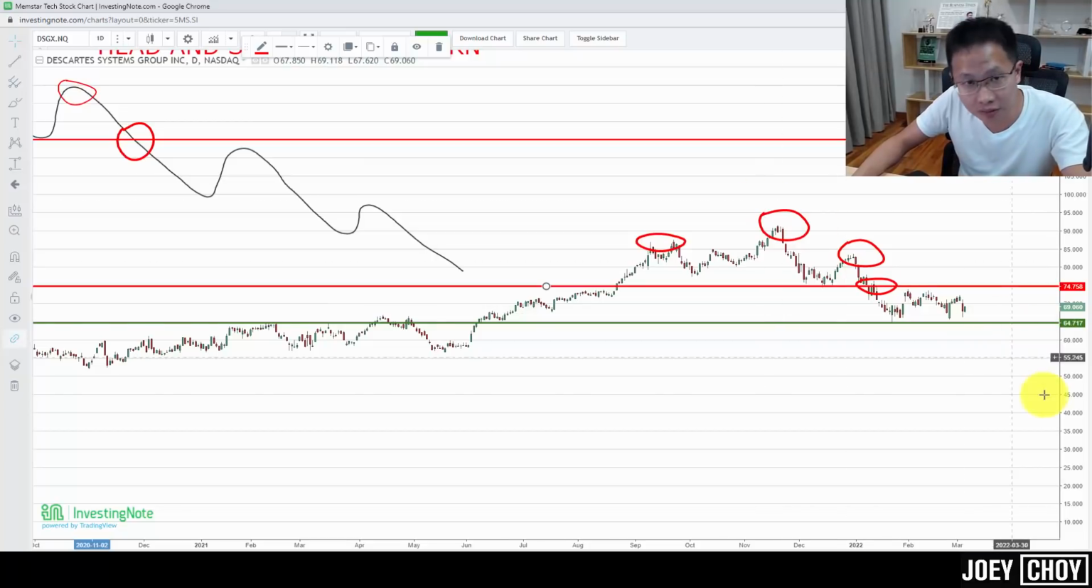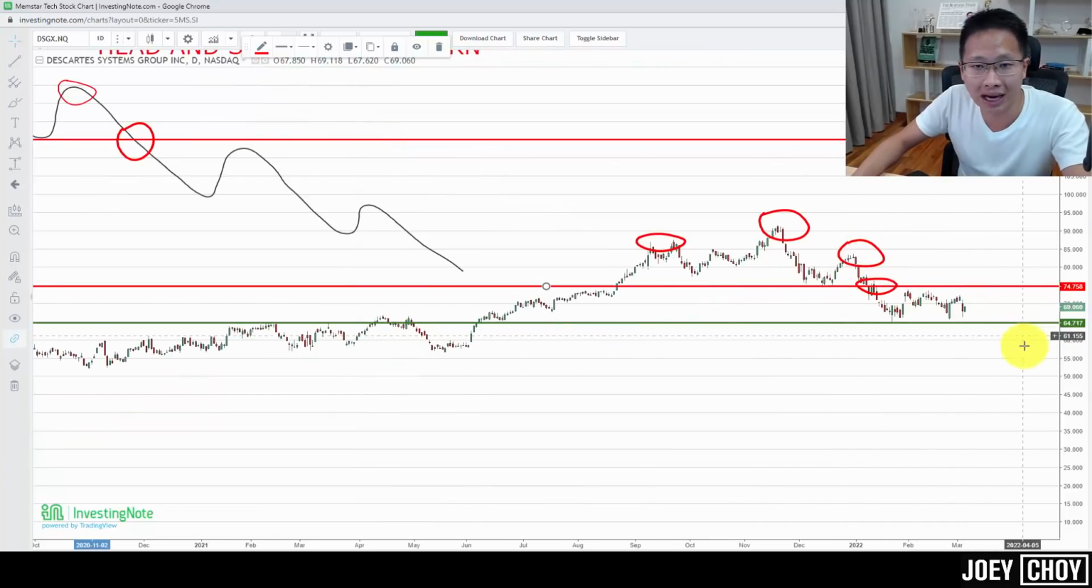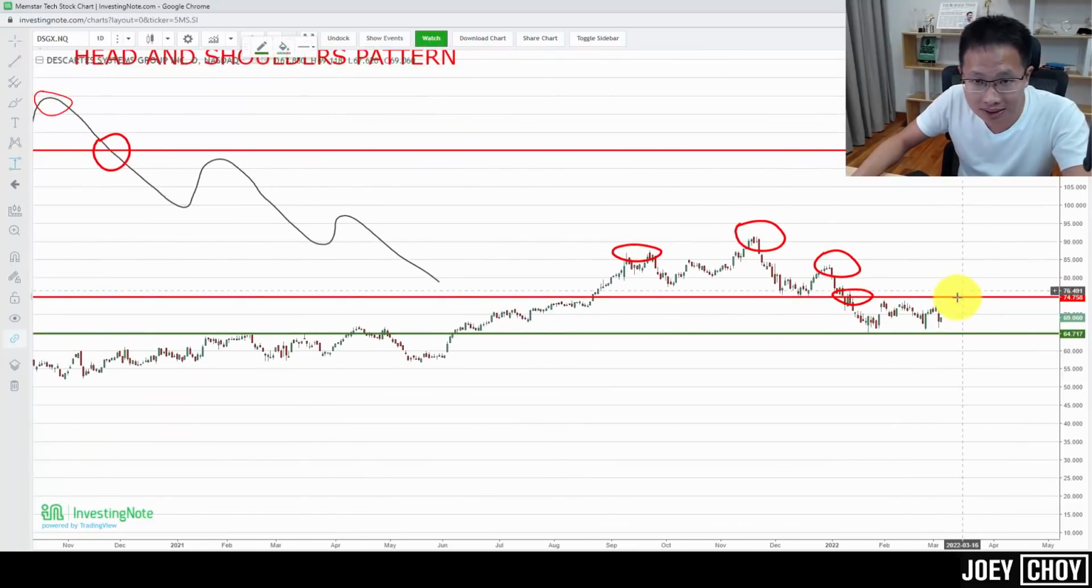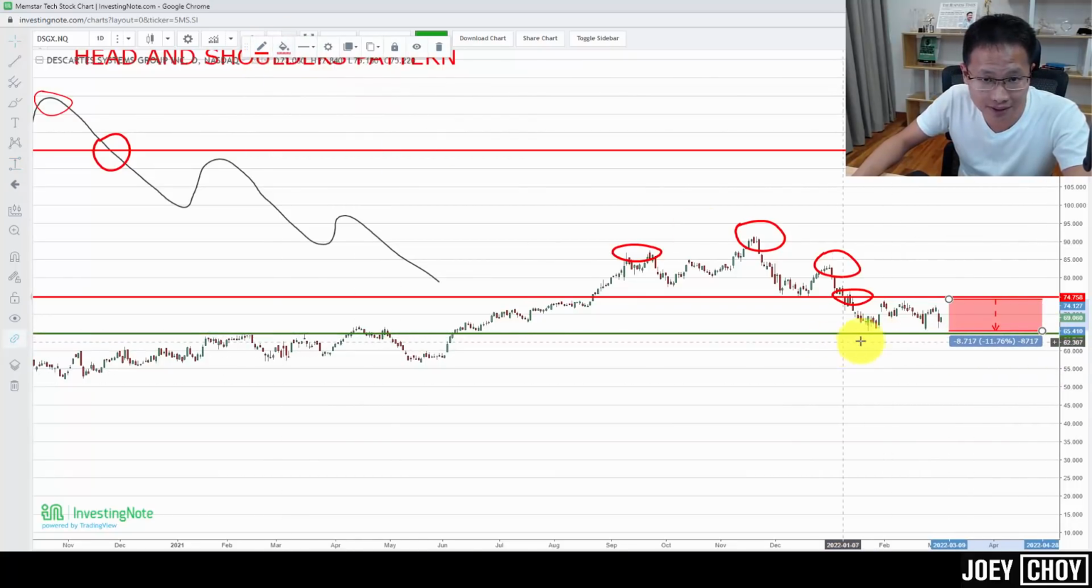So as long as we stay below that 75 level, there could potentially be more downside. There could potentially be a reversal from what we have seen previously, a very, very strong uptrend, to a downwards direction. So that's where we can see more weakness right now, from 75 all the way down towards the next support level at about maybe 65.